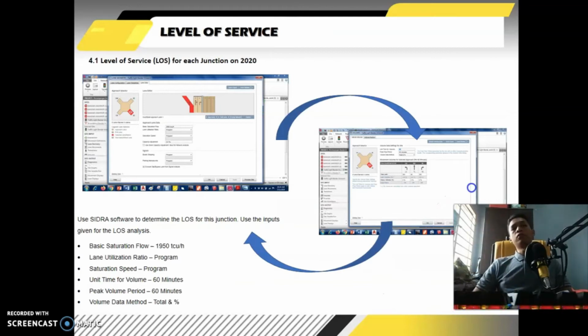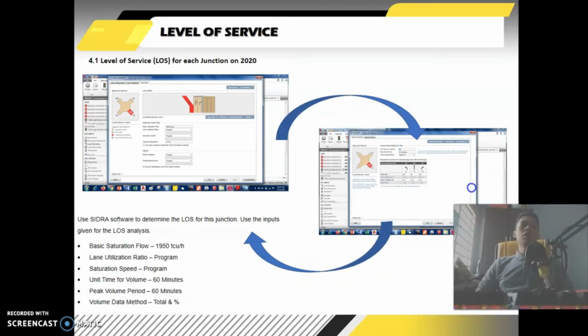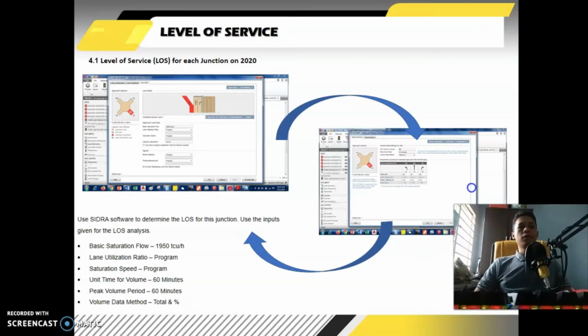Next we go to level of service. We use Sidra software to determine the level of service for this junction. We insert the data in the input at Sidra to get the level of service analysis. The data type is basic saturation flow, where we put 1950 TCU per hour. Lane utilization ratio, we put program. Saturation speed, we put program. Unit time for volume, we put 60 minutes, and peak volume period, we put 60 minutes, and lastly volume data method, we put total and percentage.